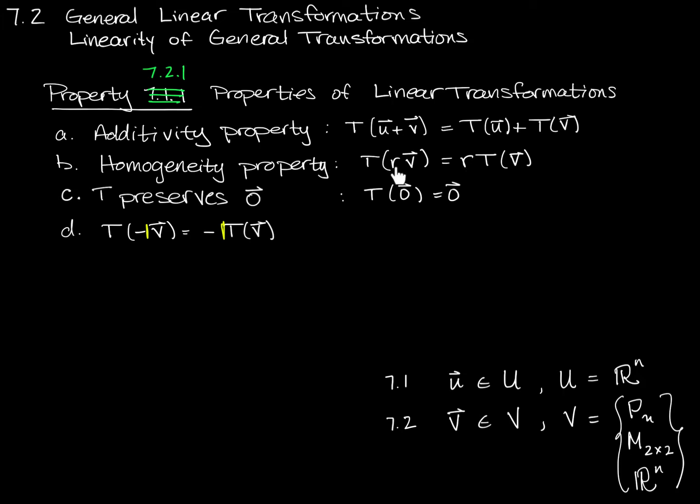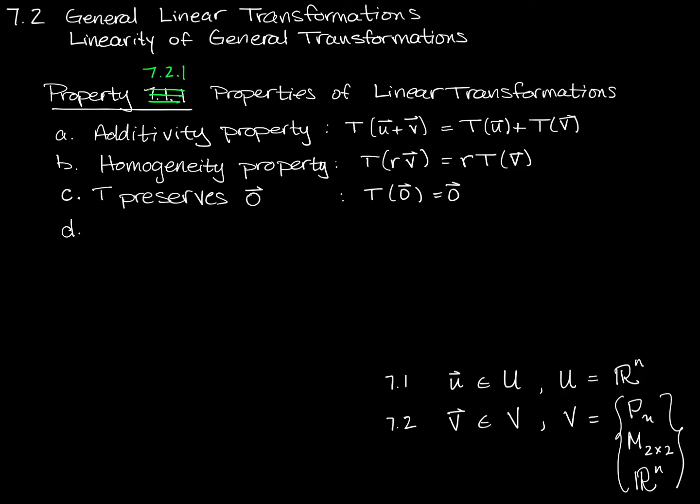R is a real number. Because we haven't specified the field, we're assuming that the field we're working with here is the real numbers. So if r can be any real number, then certainly it can be -1. So I don't need this property because it's actually already here. It's already described as the homogeneity property for a very specific value of r.